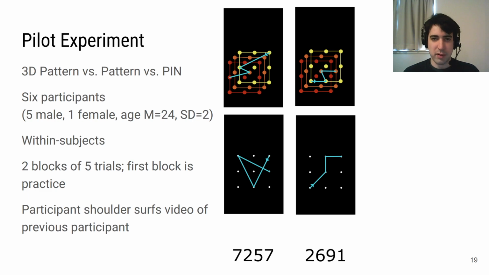The practice round was rendered with feedback, meaning that the turquoise lines that you see on the screens on the right were made visible to the users, so they could see the trajectories as they were drawing them. In the non-practice round, these trajectories were hidden. At the end of authentication, participants would shoulder surf a video that we took of the previous participant authenticating. And this video was in without feedback mode, so participants could not see the trajectory. They had to guess what the pattern or pin was that the other user was trying to enter.